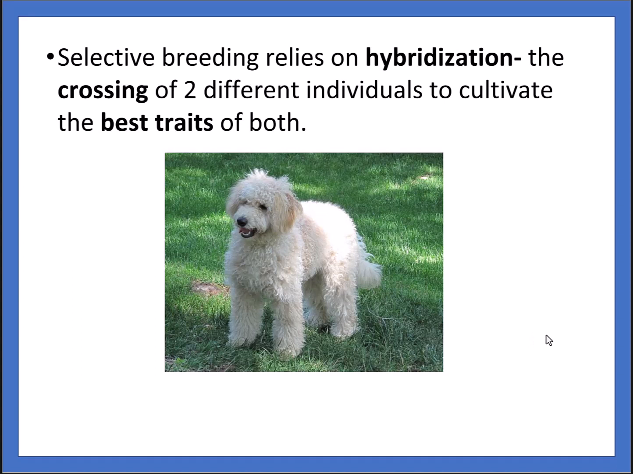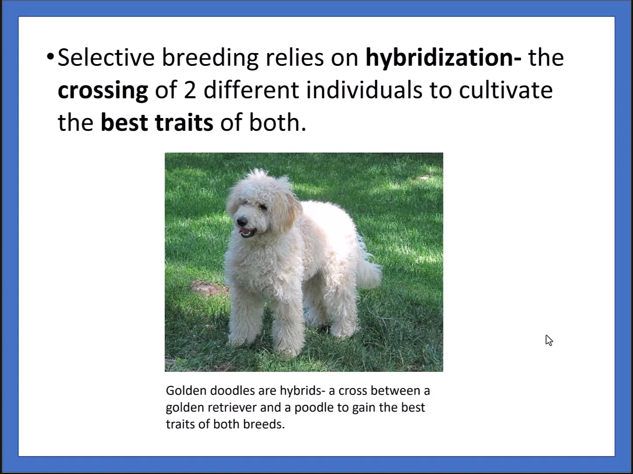Selective breeding relies on hybridization, the crossing of two different individuals to cultivate the best traits of both. Goldendoodles are hybrids, a cross between a golden retriever and a poodle to gain the best traits of both breeds. So they get the attitude of the golden retriever, the reduced shedding of the poodle, and those traits are bred together by humans, and so that's selective breeding.